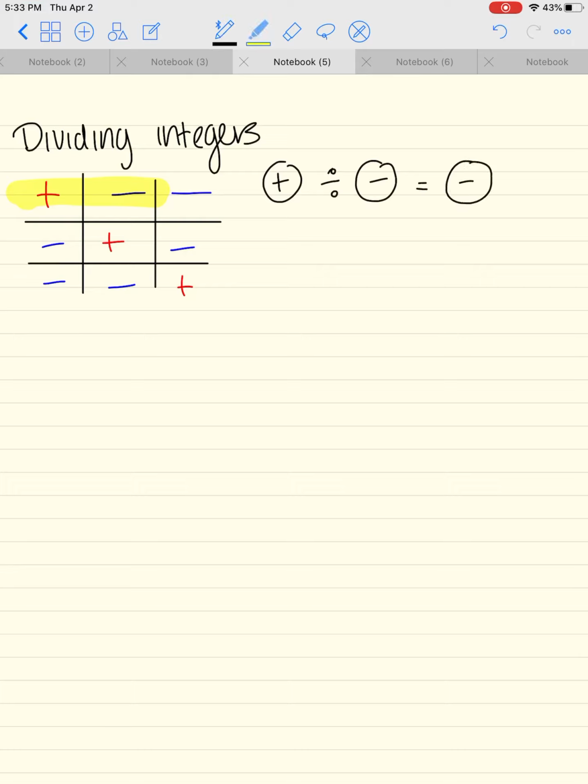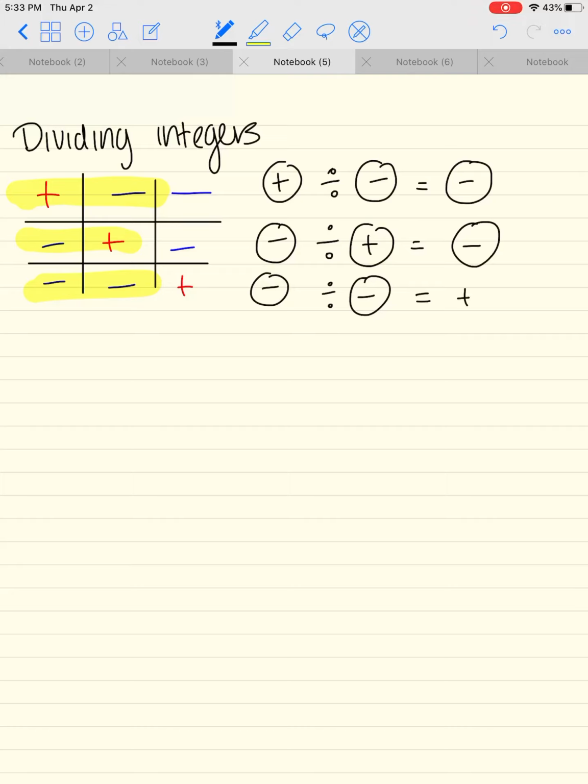Notice how they're different signs. And then you have a negative divided by a positive is also a negative. Again, different signs. But then when you have a negative divided by a negative, you end up with a positive. Now it's the same sign. And obviously, if you do a positive divided by a positive, then that will obviously also give you a positive.